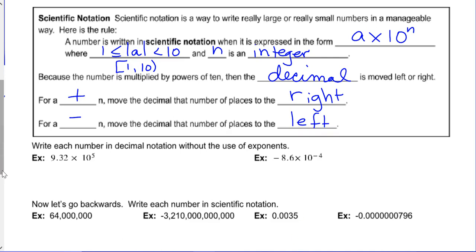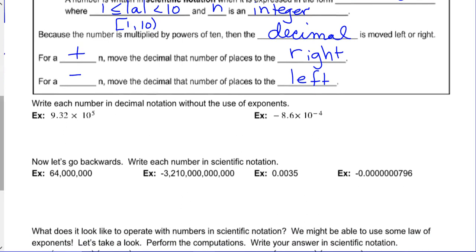All right, so if I have this number, we're going to write it into basically decimal notation, or sometimes people call it standard notation. So I have a power of 5. It is positive. We're going to get a bigger number, so I need to worry about taking this decimal 5 places to the right.